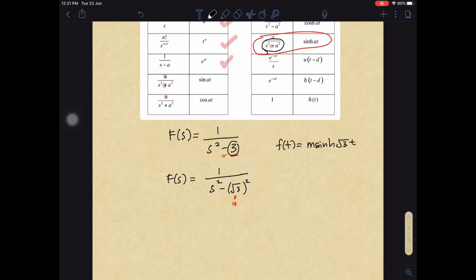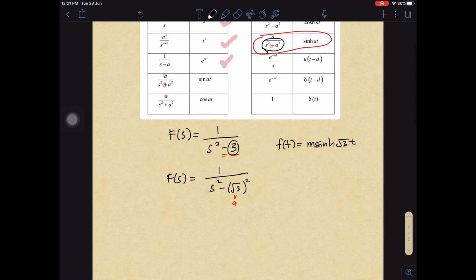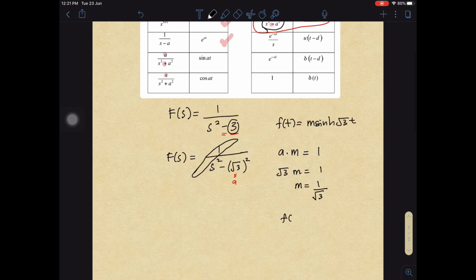Now we want to find the value of m, and the formula to find the value of m is that a times m must have the equal value as the coefficient that exists in this function. The coefficient that exists in this function is only 1, therefore a times m is equal to 1. So you have a equal to root 3, times m equal to 1, therefore m is equal to 1 over root 3. So your final f(t) will be 1 over root 3 sine hyperbolic root 3 t. So this is your answer.